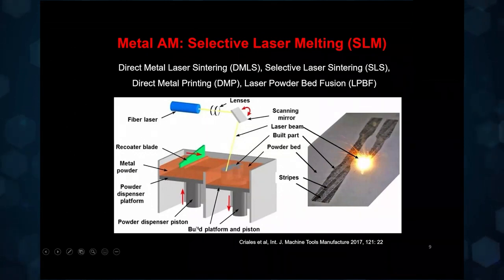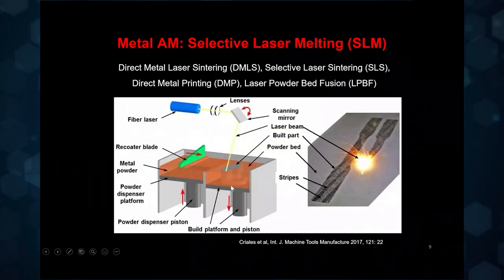So the way it would start is there are two chambers, the build platform, which can move up and down along the piston, and then there's a powder dispenser piston, which can also move up and down. In the beginning, the build platform would be at the top, and the powder dispenser would be way below. And then when it starts, the powder dispenser platform would move up a little bit.